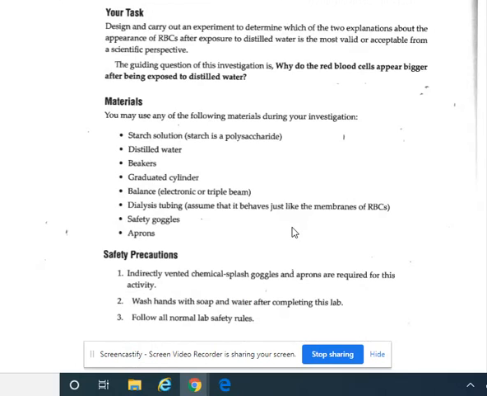So here are the materials that'll be available to you this upcoming week. There's starch solution, which is a polysaccharide, distilled water, beakers, graduated cylinders, a balance, electronic or triple beam, depending on which classroom you're in, dialysis tubing, safety goggles, and aprons.